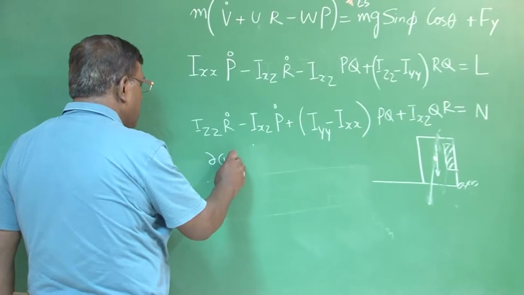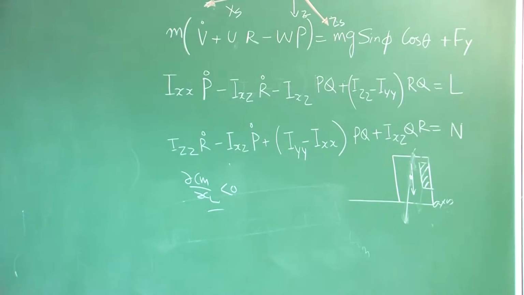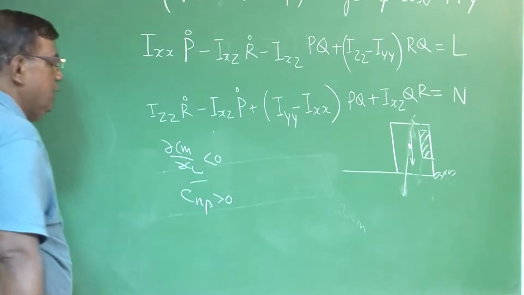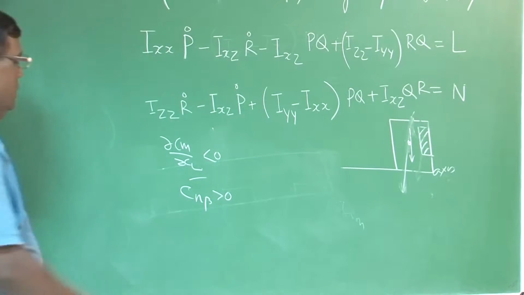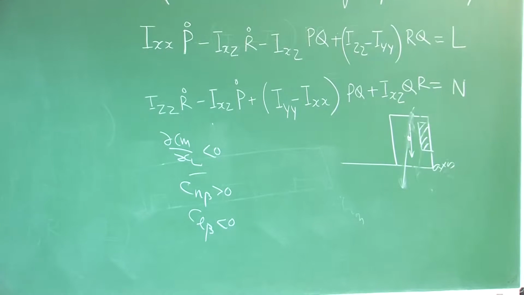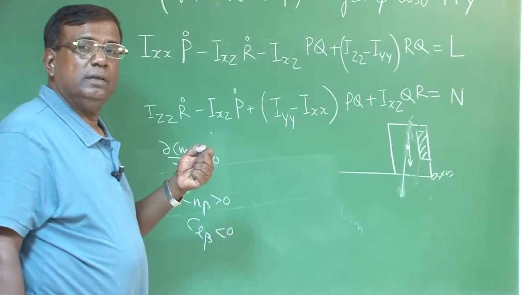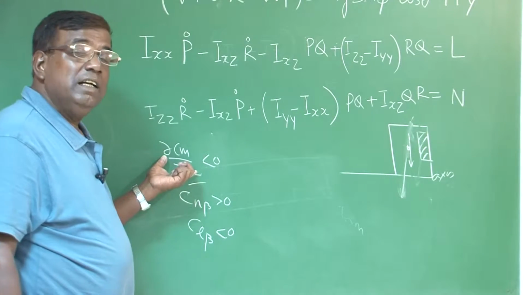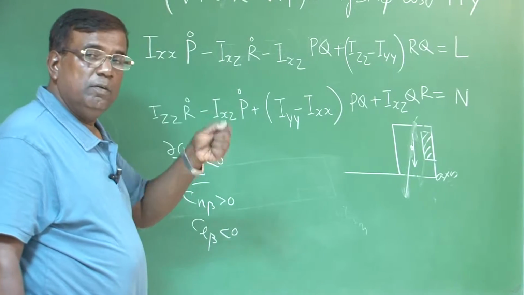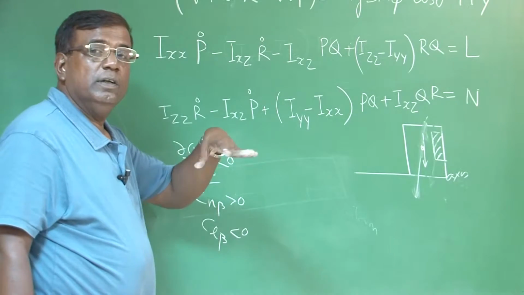For example, dCm by dCl less than 0 decides longitudinal static stability. Cn beta greater than 0 decides directional static stability. Cl beta less than 0 decides lateral static stability. It is the sign. The magnitude decides the control part of it. If this is very large negative, it means highly statically stable, so if you want to change from one trim to another trim, a lot of effort you have to put. Similarly, if Cn beta is large, that means it will become very sensitive to crosswind.